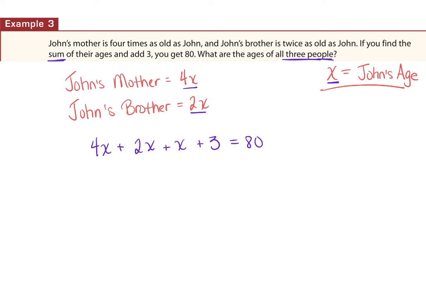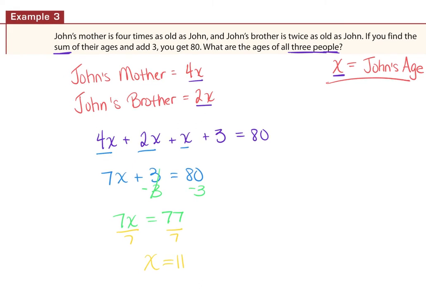So now we have an equation that we need to simplify. We have 4 x's, 2 x's, 1 x's. How many x's do we have? 7x plus the 3. I'm going to subtract my 3, right? 7x equals 77. Divide by the 7. X equals 11. What did we solve for? John's age. So John is 11 years old.